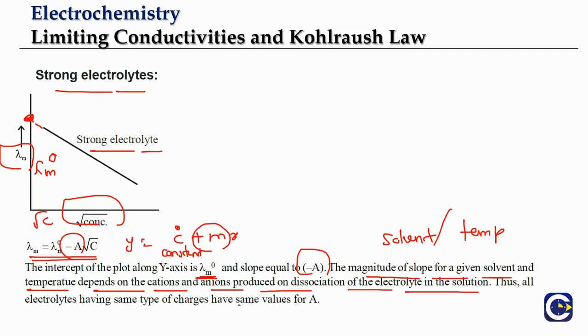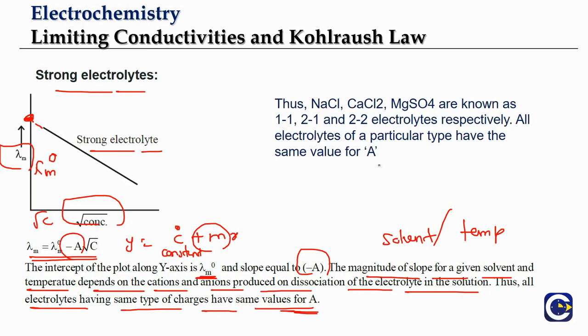It means if we have electrolytes having the same type of charges, then they are going to have the same values for A. For example, NaCl is going to produce what? One cation, one anion. So we'll say 1,1 type. Let's say we have KCl, that is also going to have almost the same value of A. If I have some other, like RbCl, all of them are going to have the same value for A.